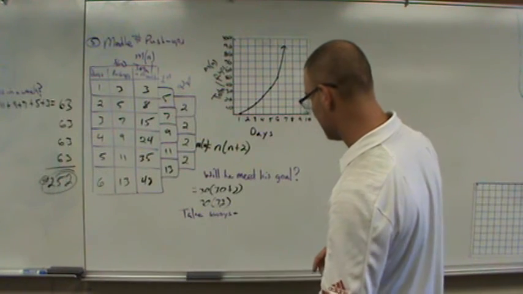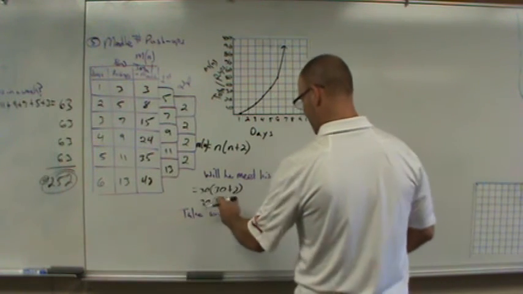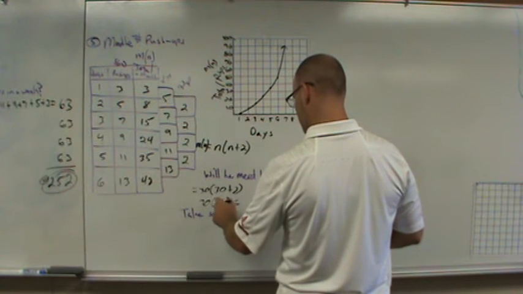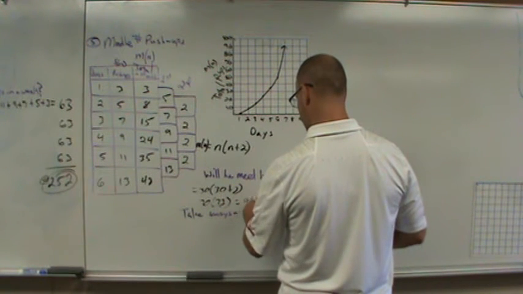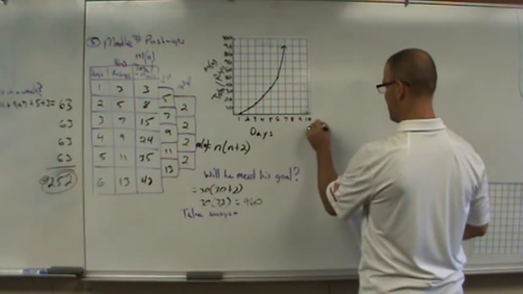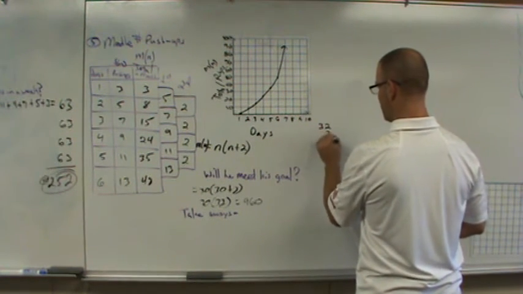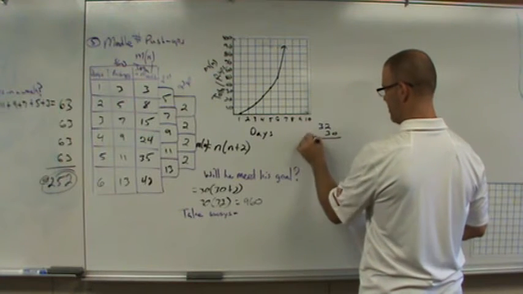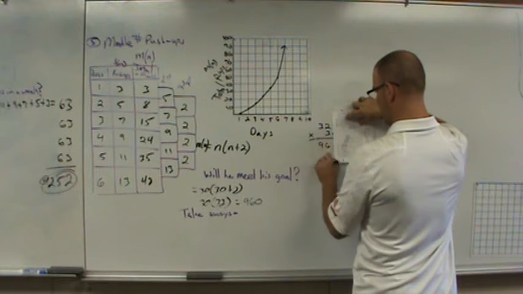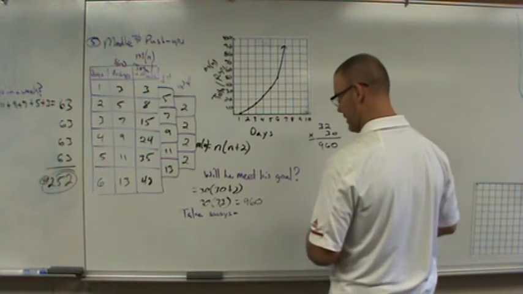Well, 3 times 3 is 9. So 32 times 30, that's 960. Okay? And all I did was I multiplied like this. I did 32 times 3 essentially. 3 times 2 is 6, 9, and I brought down a 0. That's how I did that fast.